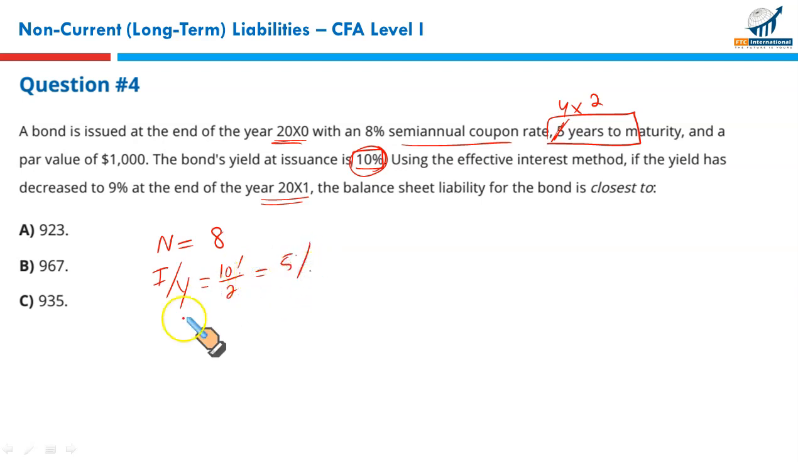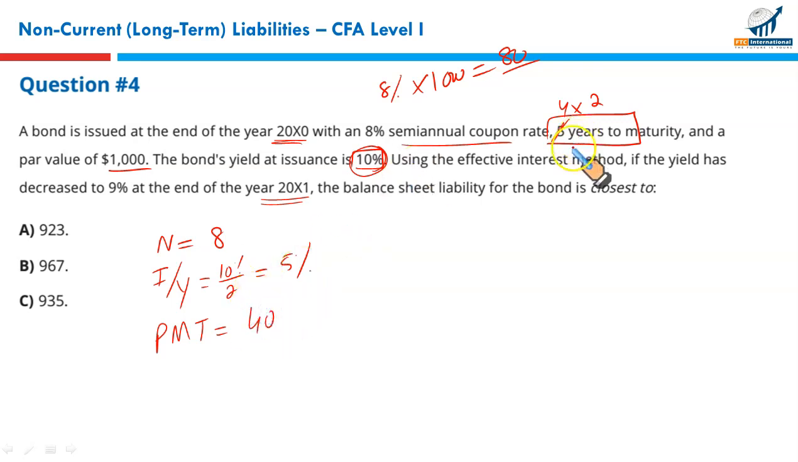What is the interest payment? It is called PMT in the financial calculator. Interest is paid at the coupon 8% multiplied by the original par 1000, that is 80. Since it is a semi-annual coupon, this 80 will be split in two parts. 40 will be paid in the first 6 months and 40 after the next 6 months. So the payment is 40.